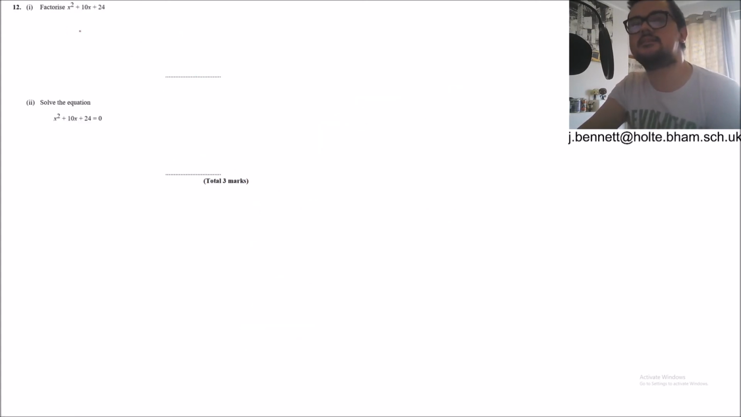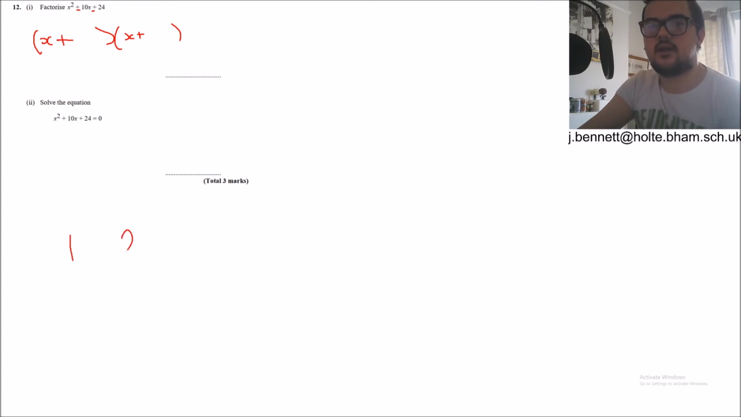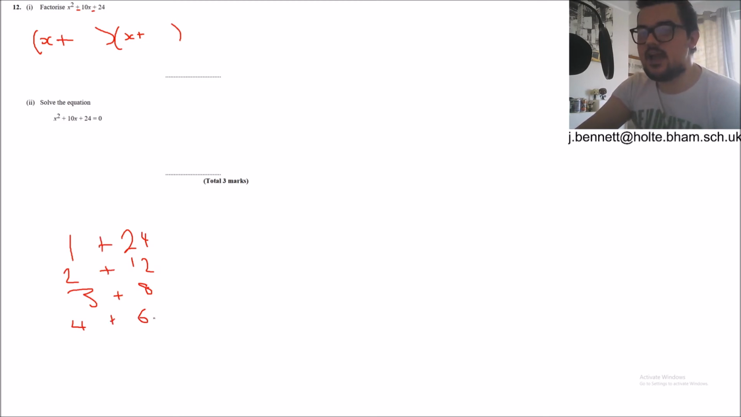This one is nice and simple. We have a plus and we have a plus. So we have two numbers that are a plus. So we have x plus something and x plus something. So two numbers that times together to get 24. 1 and 24, that makes 25. No, 2 times 12, that makes 14. No, 3 and 8, that makes 11. No, 4 and 6, we add this up, we get 10. That's what we're looking for. We get a 4 and we get a 6.